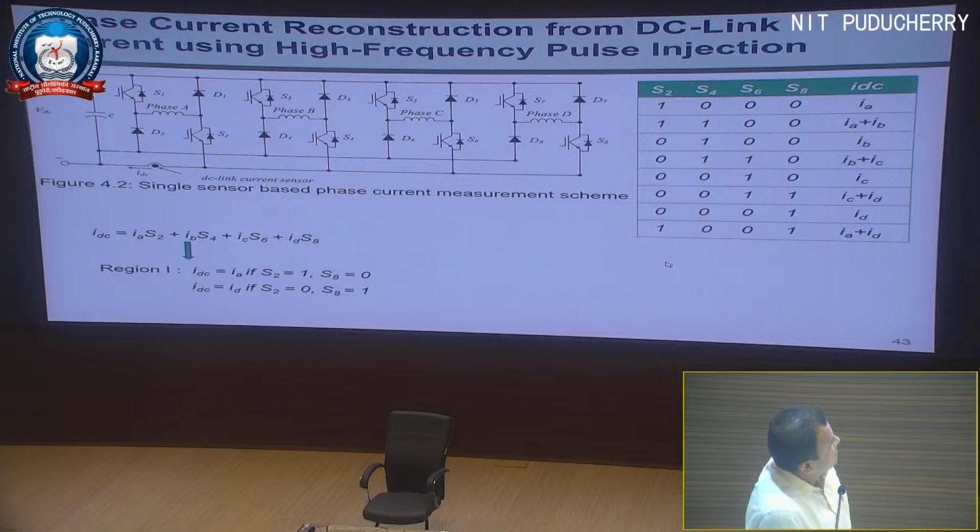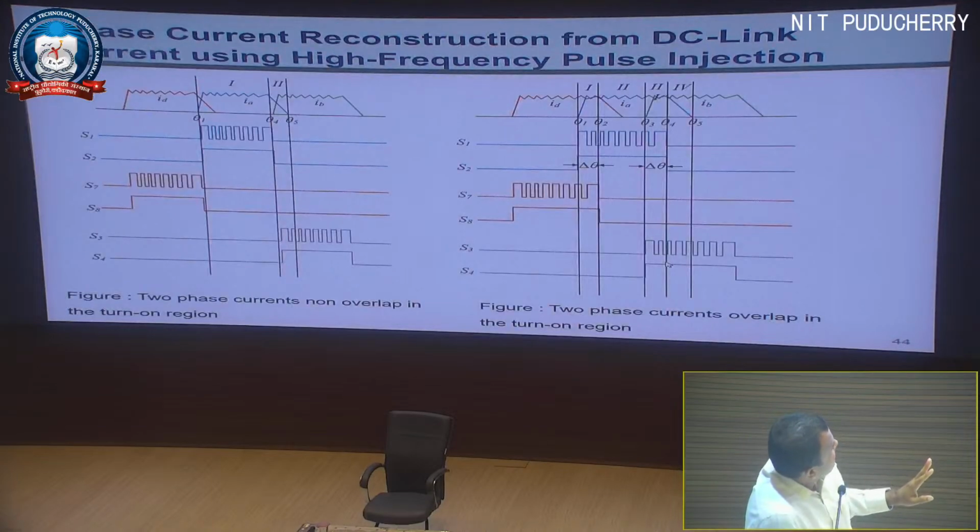Then this is one of the things which is not our work. It is reported in the literature. You can see how, with only one current sensor, there are no four current sensors here. So it is based on the single sensor based phase current measurement scheme. And the main problem is that we want this non-overlap, but if the two phase currents overlap, then it may be an issue.